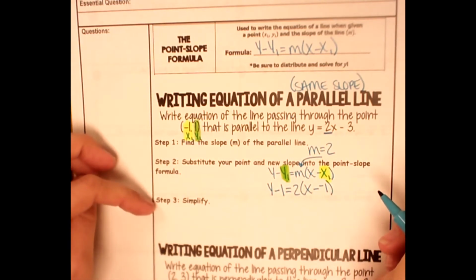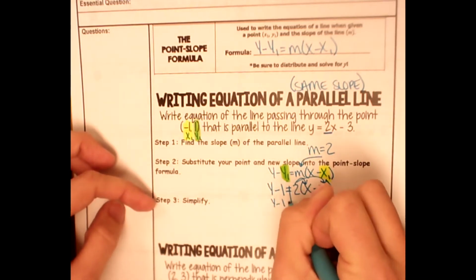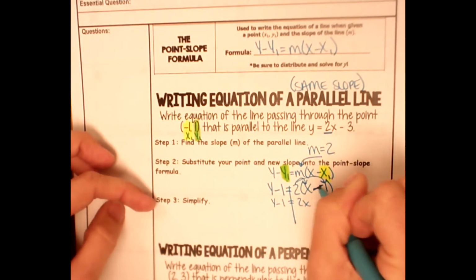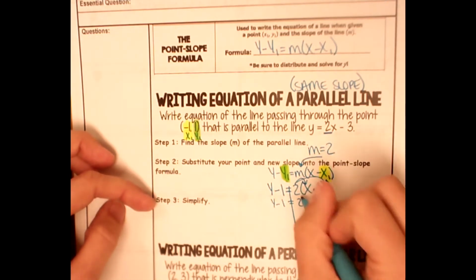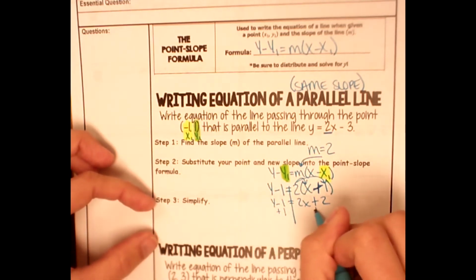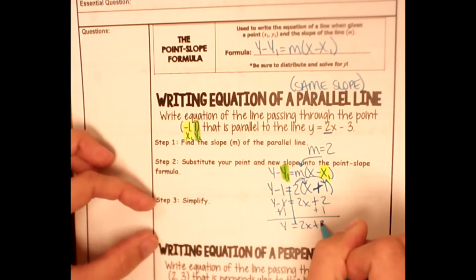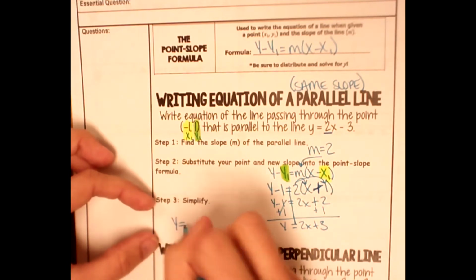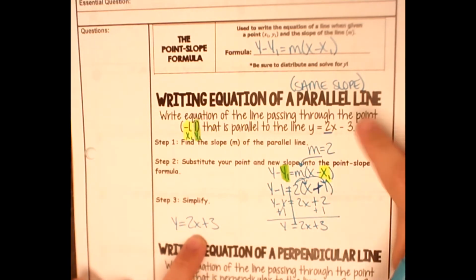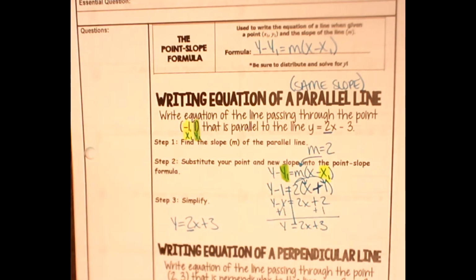Step 3, we need to simplify. You start by distributing. So we bring down y minus 1 is equal to 2x. This is actually minus a negative. Remember I showed you minus a negative becomes just a plus. 2 times 1 is plus 2. Then solve your equation. Add 1 to both sides. The 1's cancel out. You get y equals 2x plus 3. This is a parallel line to this one. They both have the same slope. It's 2x plus 3, 2x minus 3. Those two lines are parallel.